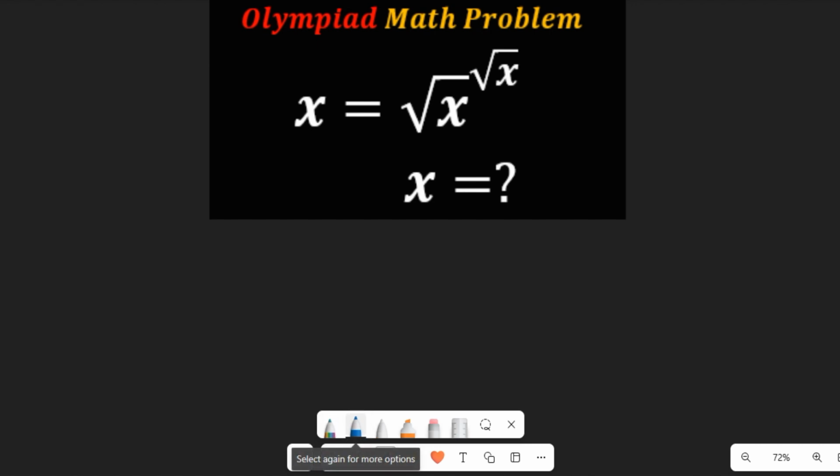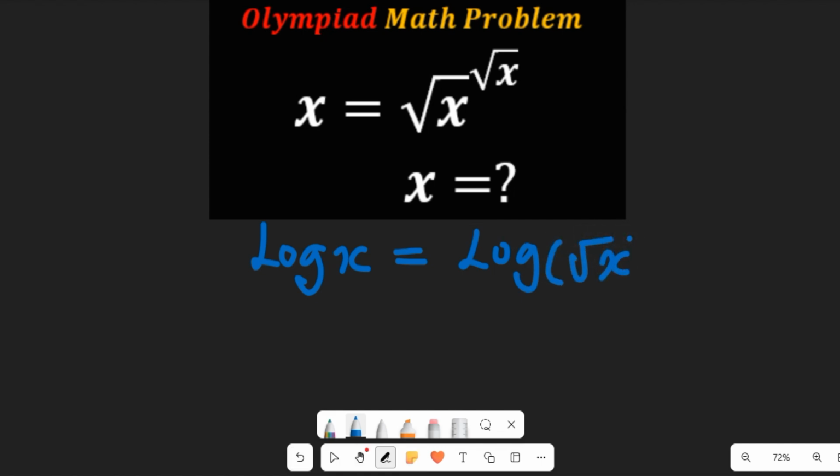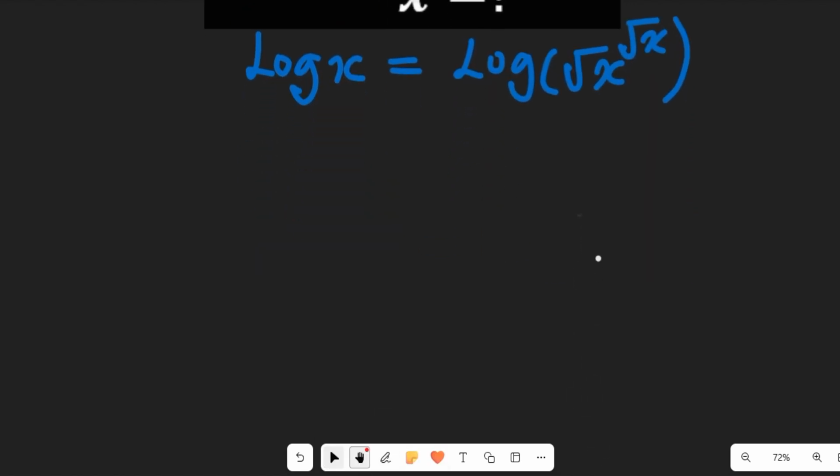And if I take the log of both sides, I'm going to have the log of x equal to the log of the square root of x to the power of square root of x. Now, having done this, in the next stage, we're going to look at how we'll simplify this.